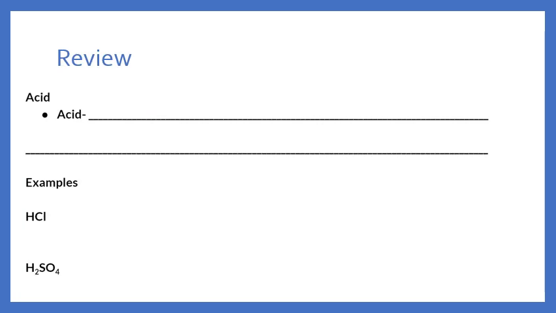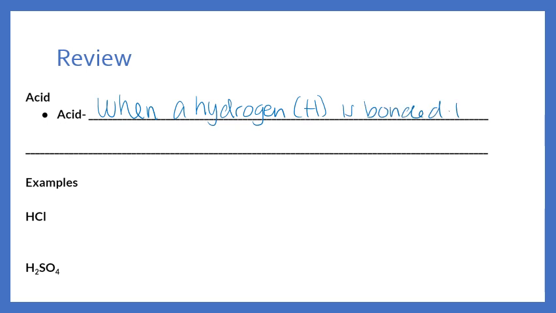All right, so an acid. What is an acid? An acid is when a hydrogen is bonded to a negative ion. Okay?